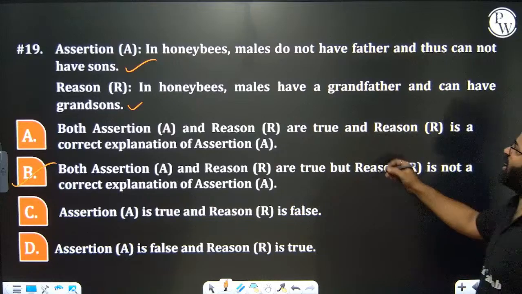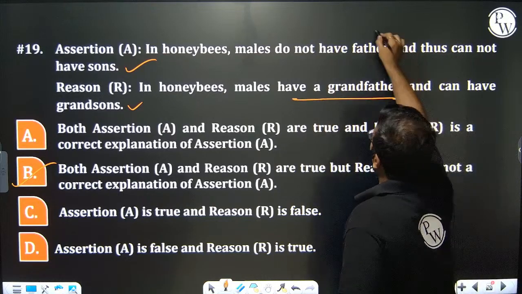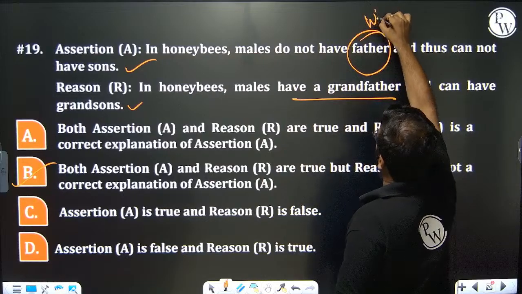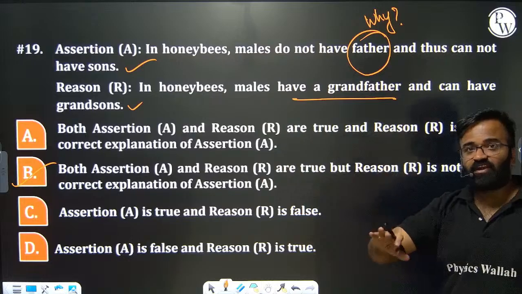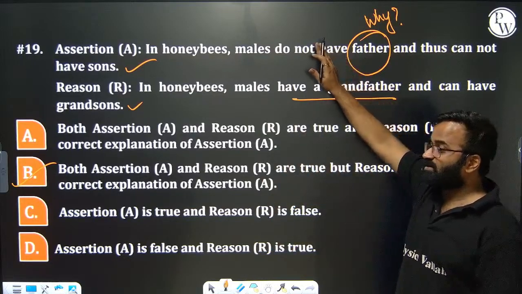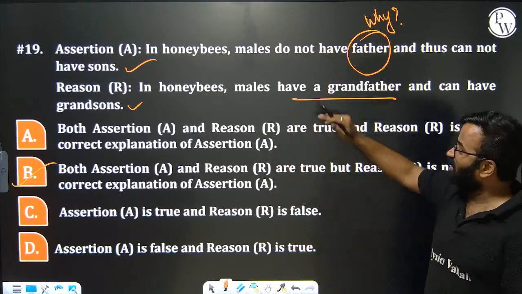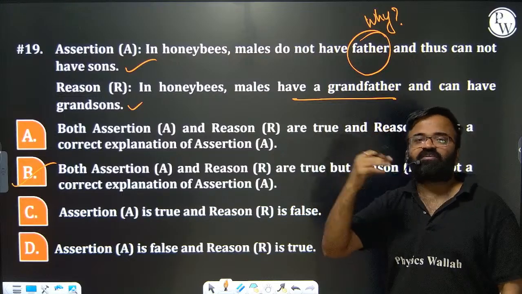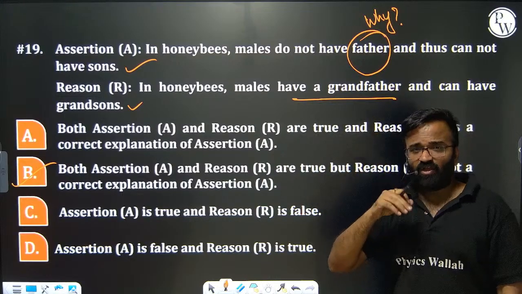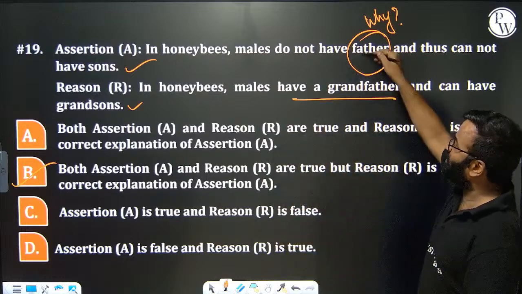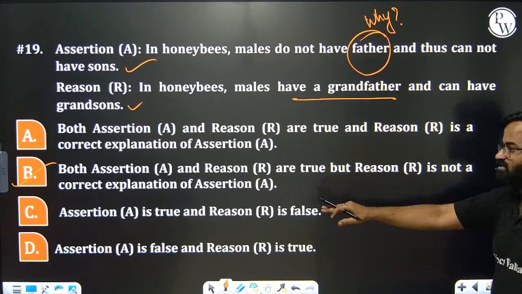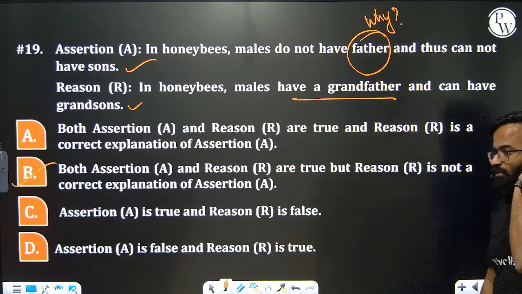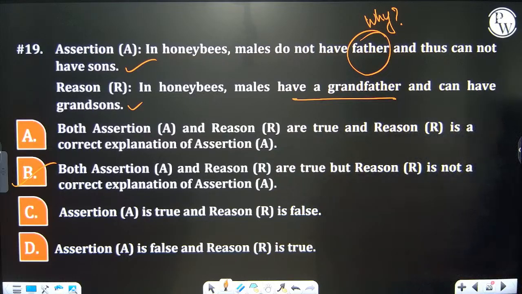It says they have grandfather, but why they don't have father? That is not being explained. In the first statement they say that they don't have fathers. In the second statement they say they have grandfathers. I'm not denying, both the statements are true. But why don't they have father? That is not being explained. So I would go with B as the answer. Both the statements are true, but that is not the right explanation.